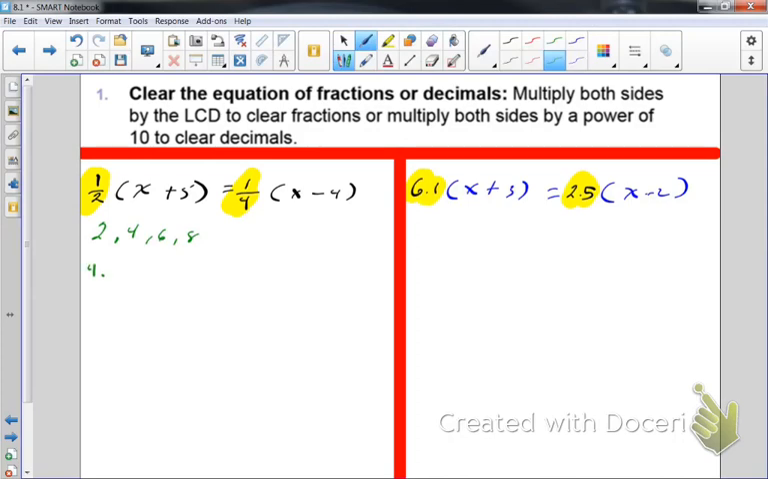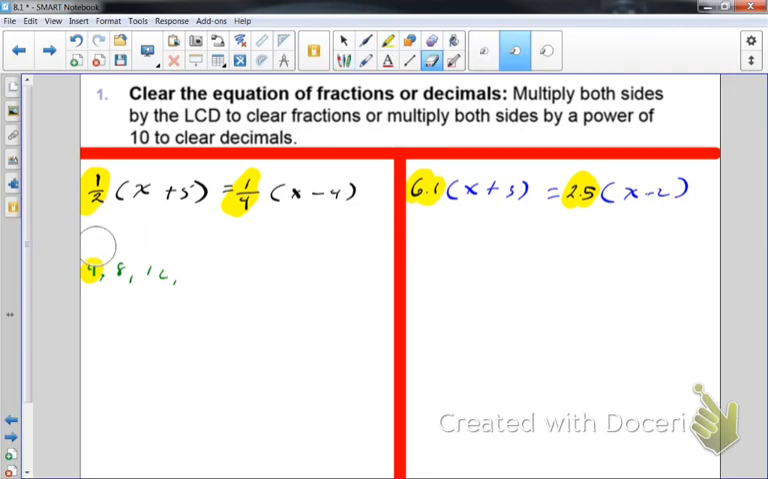4 times 1, 4 times 2, 4 times 2 will be 8, and then 12, and then 16. And what we notice about these two, that the lowest one that both of these two have in common is going to be this 4. So the LCD between these two is going to be 4. And that's what I want to do. I want to be able to multiply everything that we have on both sides, not just one, by this 4.